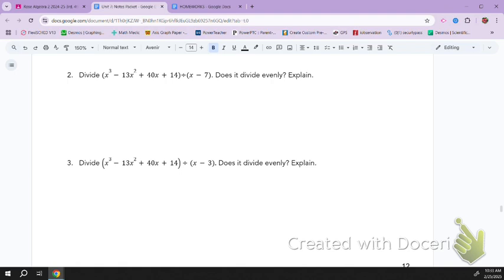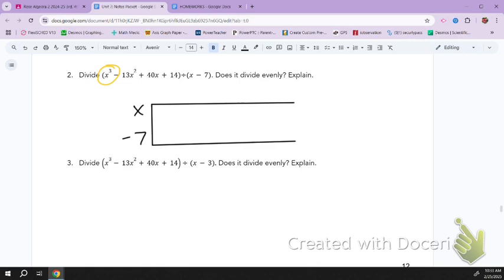All right, divide x cubed minus 13x squared plus 40x plus 14 by x minus 7. Does it divide evenly? I'm just going to make an open-ended box right now. Can you build this with me? I'm not quite sure how big this box is going to be. It just depends on what we need. I do know on the left is going to go x minus 7. And like we've been color coding, I'm going to start with my x cubed term in the top left, my highest degree. And I'm going to make one column to get started.